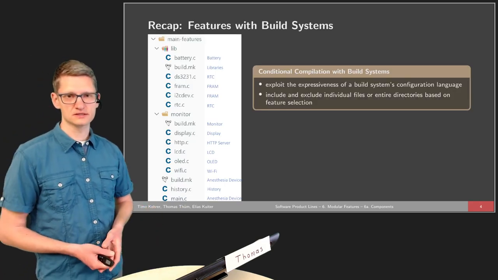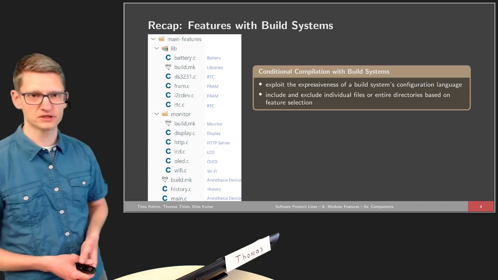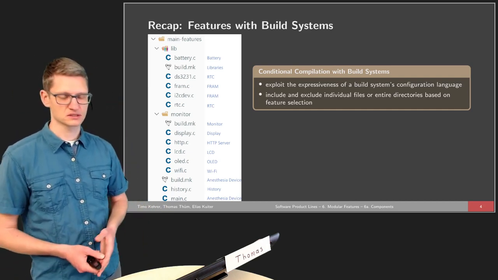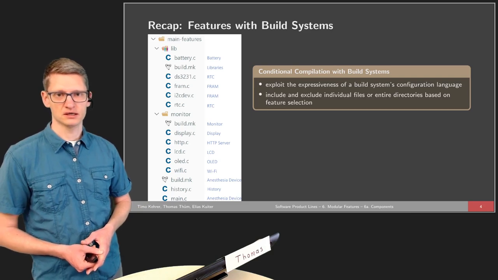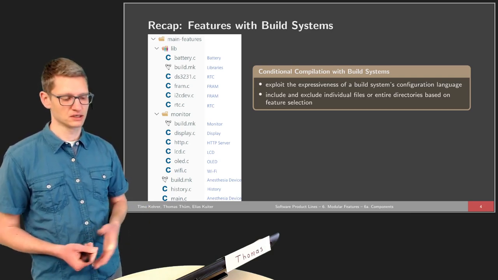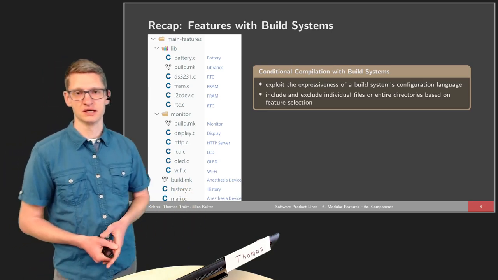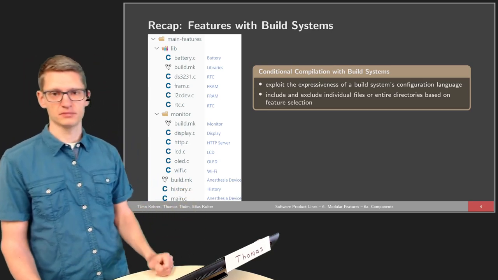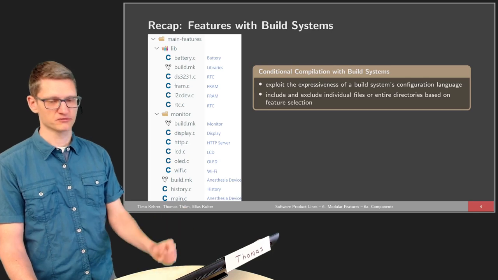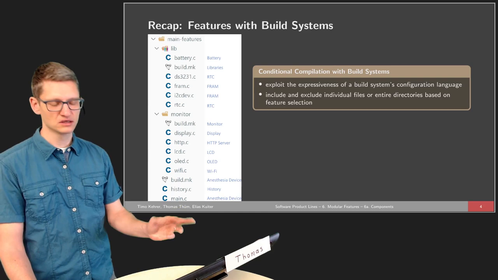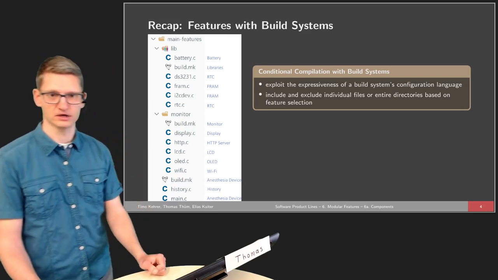So what is missing with existing techniques? Let me remind you of build systems, how we can use build systems to implement features. We can use build systems for conditional compilation. We can exploit the expressiveness of a build system's configuration language. Most build script languages are Turing complete, so we can make any computations, and those computations then can result in particular behavior that is dependent on the selected features in our configuration. In terms of build systems, what can be easily done is to include or exclude certain files depending on the feature selection, as we've discussed in the last lecture, or even entire directories.